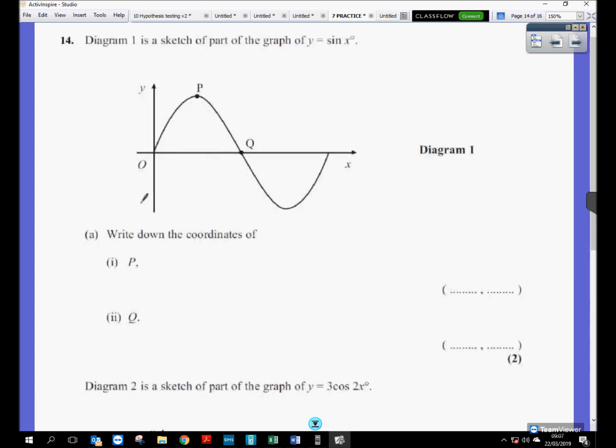Next, sine graph. So here's the graph of y equals sine x. A sine graph has a maximum at 1, a minimum at -1, and some of these key points are in multiples of 90. So 0, 90, 180, 270, 360. So we can write down these coordinates fairly easily now. P is 90, 1. Q is 180, 0.